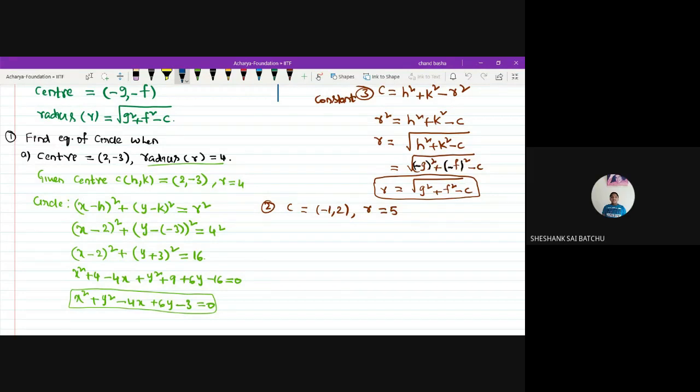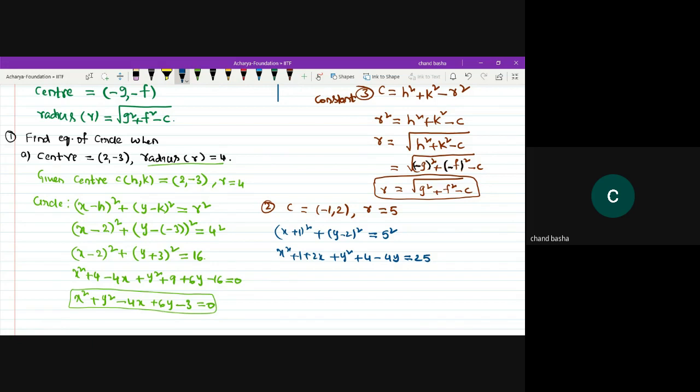Yes. So if you are observing just the previous, I mean, second question, let us have x minus of minus 1 whole square. I'll write directly, hope you can understand. Y minus 2 whole square is equal to r square, means it is 5 square. Remember, whenever minus sign is there, you will get plus in brackets. Same as the previous question. When I'm expanding this, I'll get x square plus 1 plus 2 times of x. Next, y square plus 4 minus 4 times of y is equal to 25, right side value.